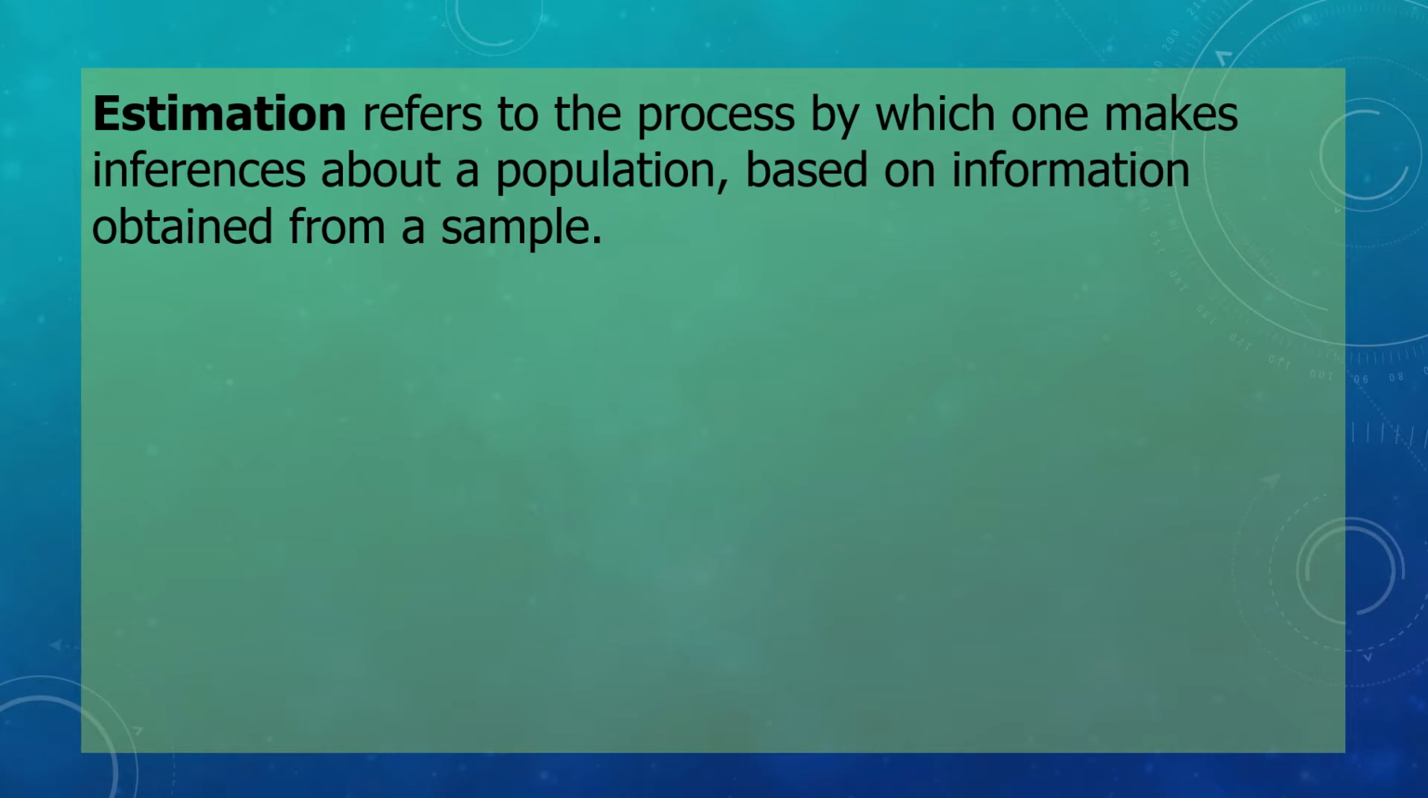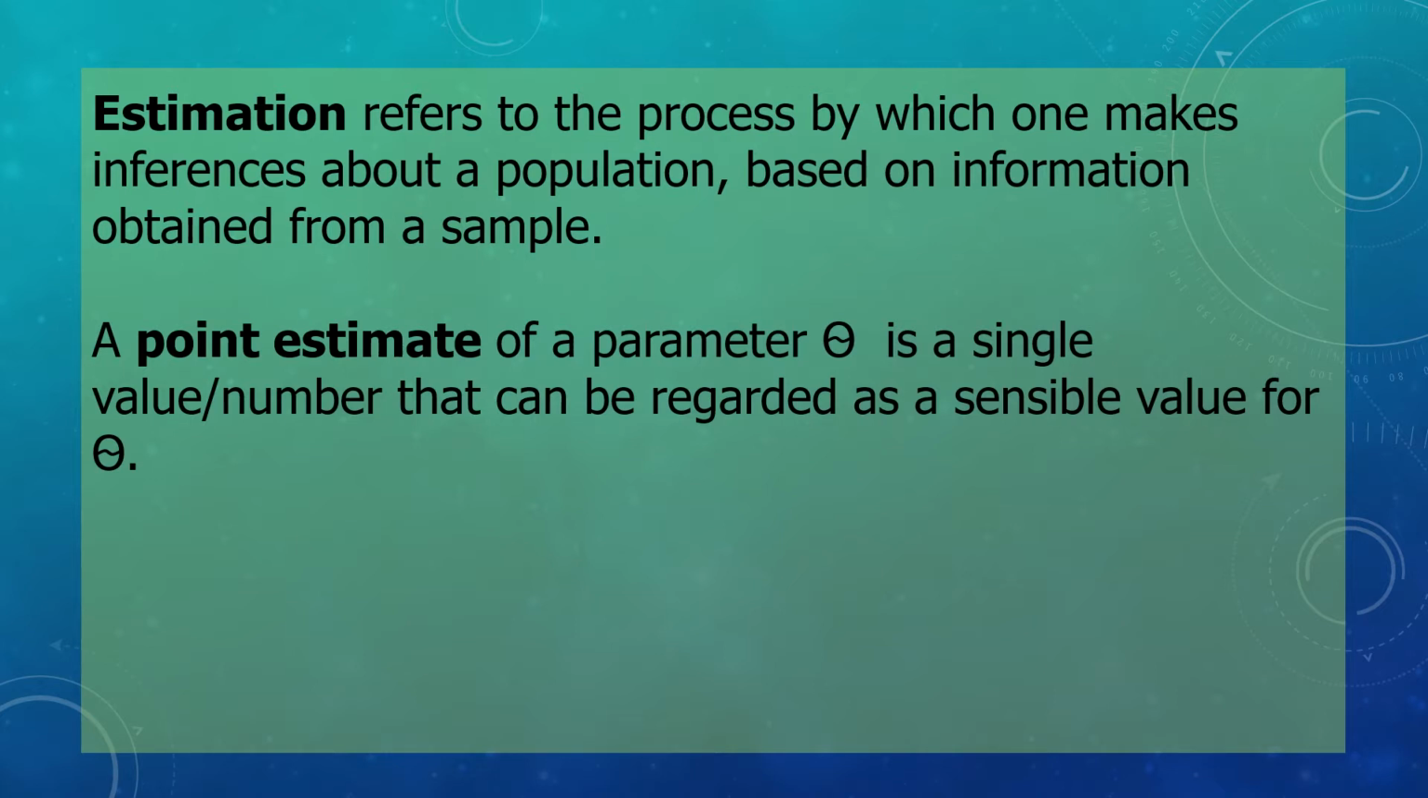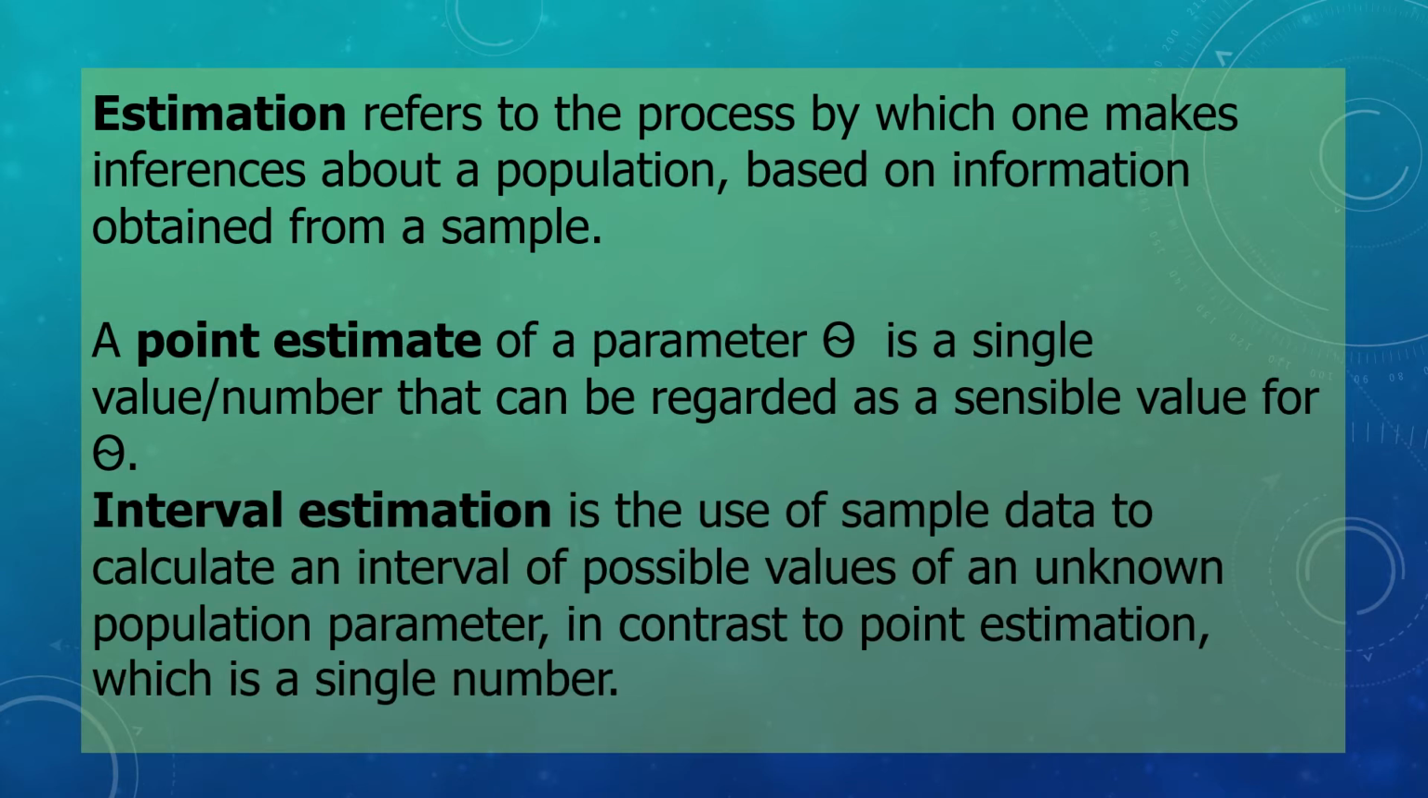A point estimate of a parameter is a single number that can be regarded as a sensible value for the parameter. So if we're dealing with a point estimate, there is only a single value. However, interval estimation is the use of sample data to calculate an interval of possible values of an unknown population parameter, in contrast to point estimation, which is a single number. So if we're dealing with a range of values, we're dealing with interval estimation.